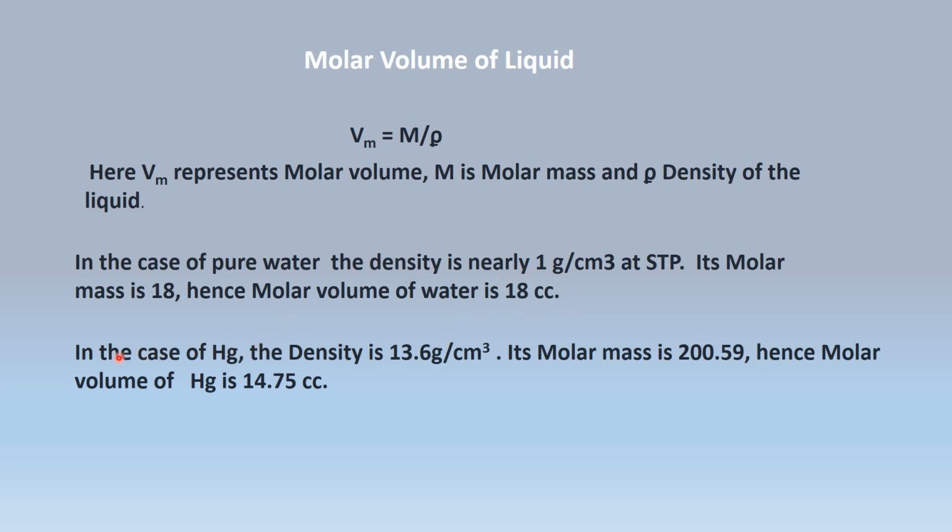Better example, take mercury. Molar mass 200.59. Its density is 13.6. So what is the molar volume? That is 14.75 cc.